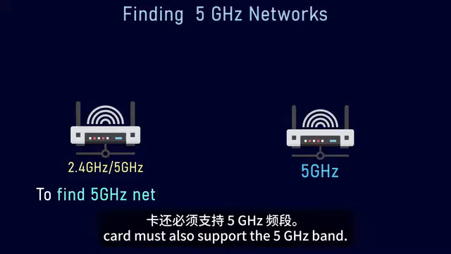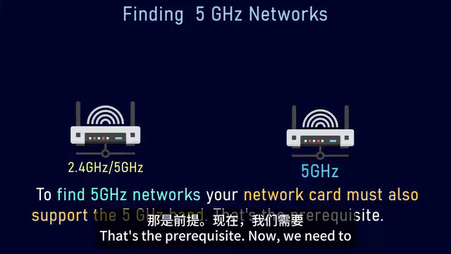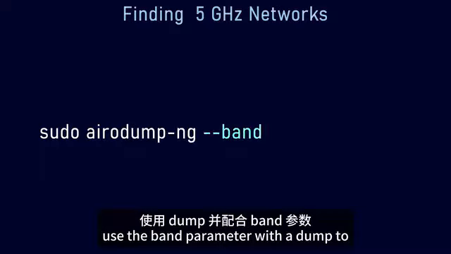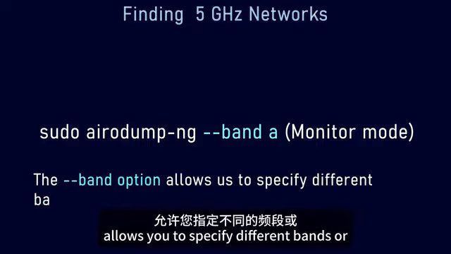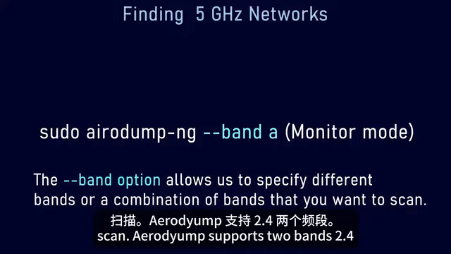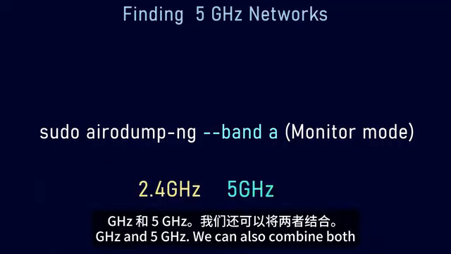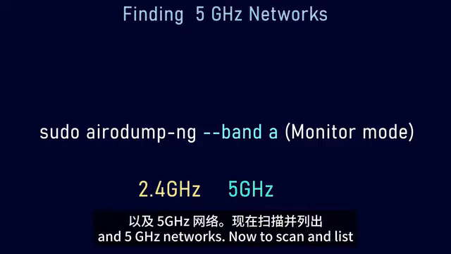Your network card must also support the 5 GHz band. That's the prerequisite. Now we need to use the band parameter with AeroDump to scan for 5 GHz networks. The band option allows you to specify different bands or a combination of bands that you want to scan. AeroDump supports two bands, 2.4 GHz and 5 GHz. We can also combine both, which enables us to scan for both 2.4 and 5 GHz networks.